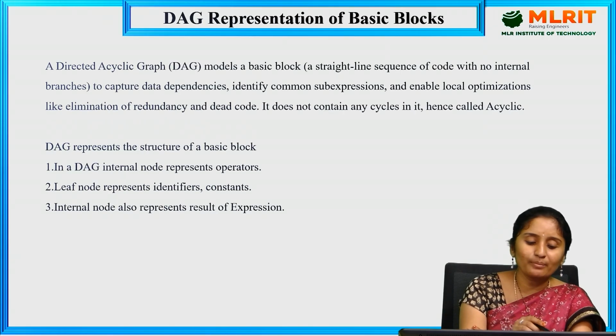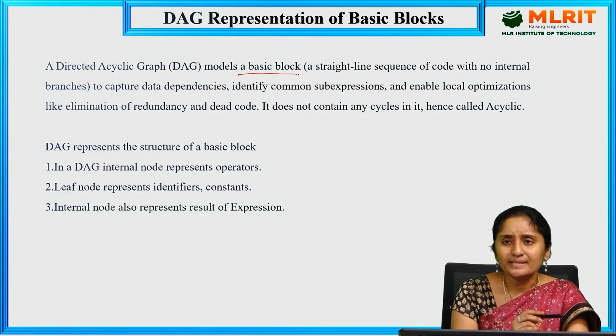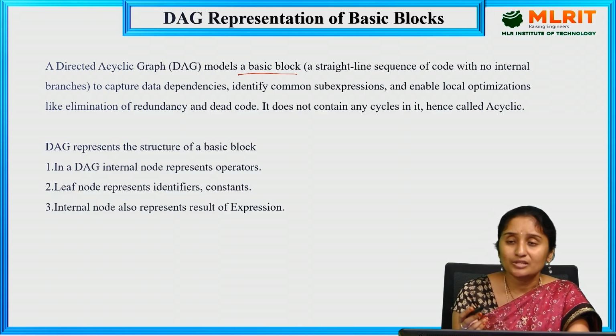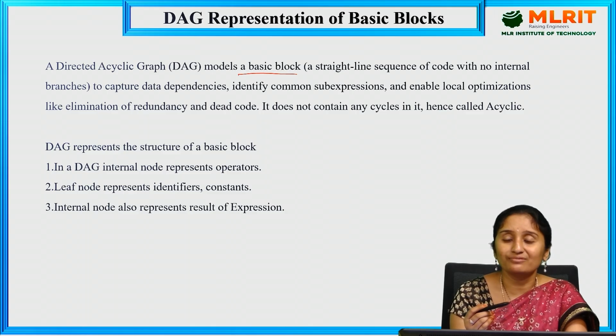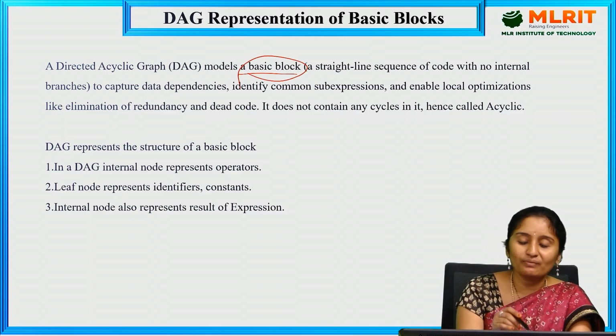So DAG is nothing but a directed acyclic graph. It is a directed acyclic graph on models of a basic block. A basic block is a sequence of consecutive statements which have one entry and one exit point, and in between the block there won't be any branches, loops or break statements. Conditional or unconditional branches won't be there in between the block. So there will be only one entry point and one exit point. That is what we are going to call a block.